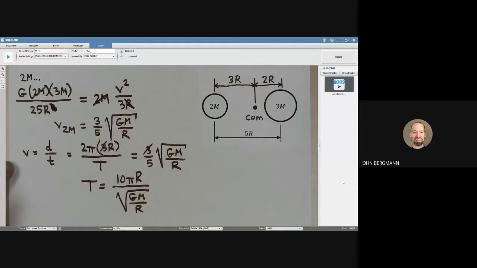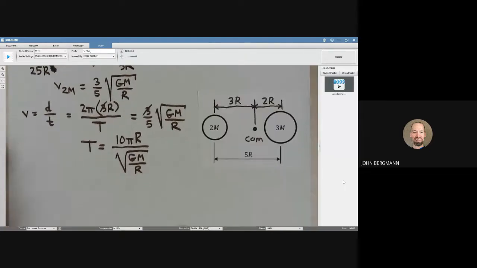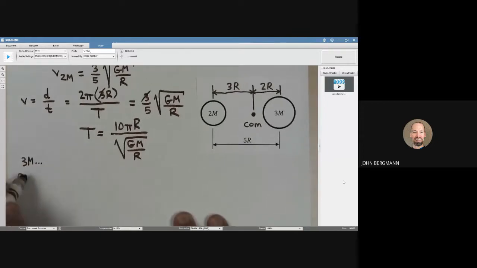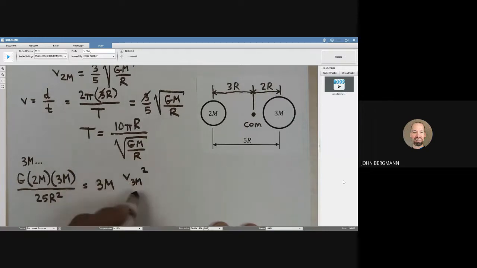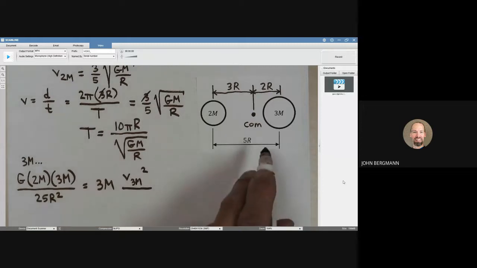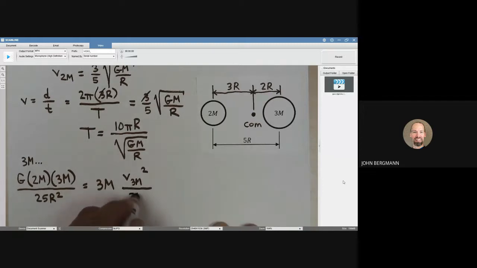Now we're going to do the same thing for the 3m mass. So here we go. On 3m, the net force is the same. Big G times each of the masses divided by the distance between them squared, which is 25r squared if we simplify that out. And that should be the mass, which this time is the 3m mass, multiplied by the 3m's centripetal acceleration, which is the velocity of 3m squared divided by its radius. Well, the radius of its motion, you can see on the right side there, is 2r.